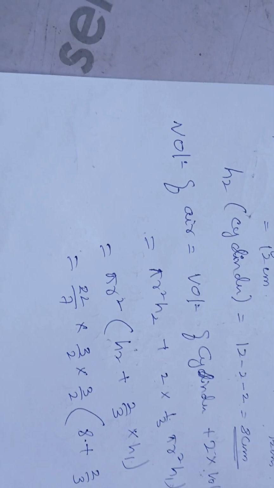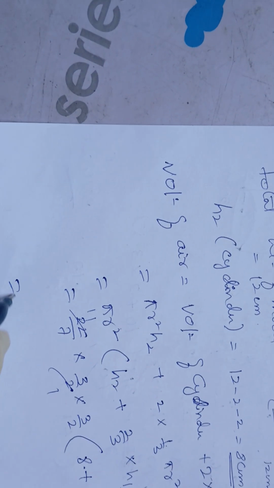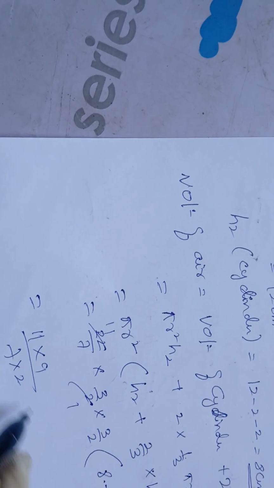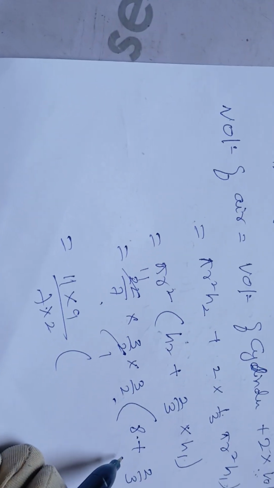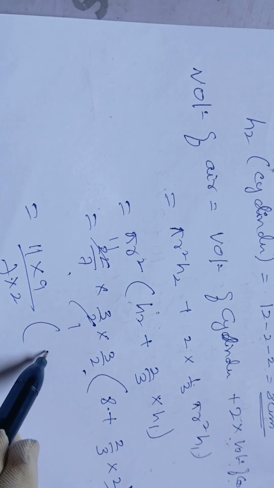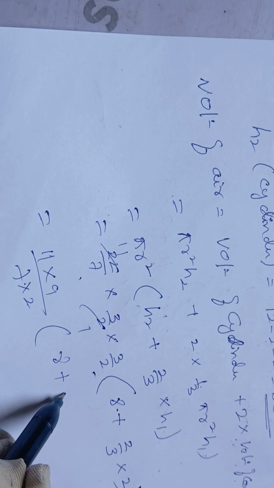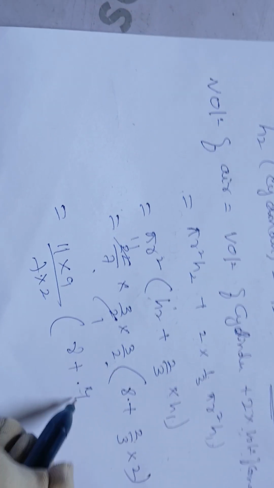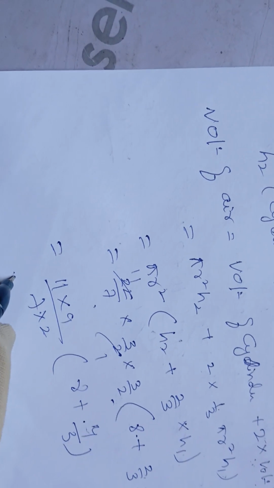So what we have to do is simplify. We get 11 into 9 by 7 into 2. Next, we can take the LCM. 8 we write as it is, and 2 2s are 4, so I will keep it for now as 4 by 3. Now, the next step, we will solve it by taking the LCM.